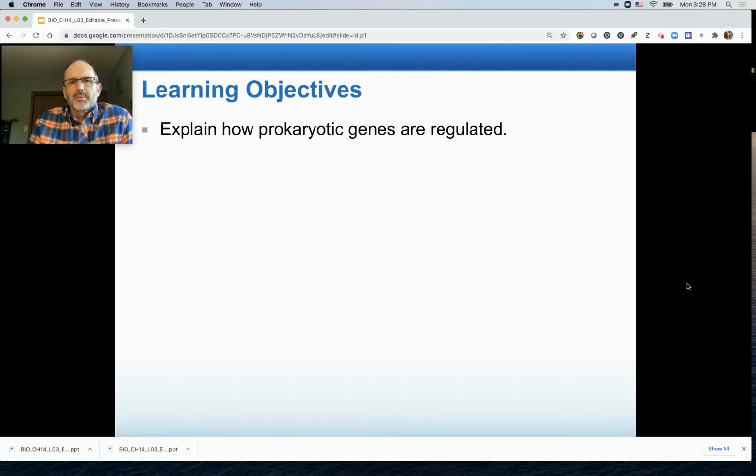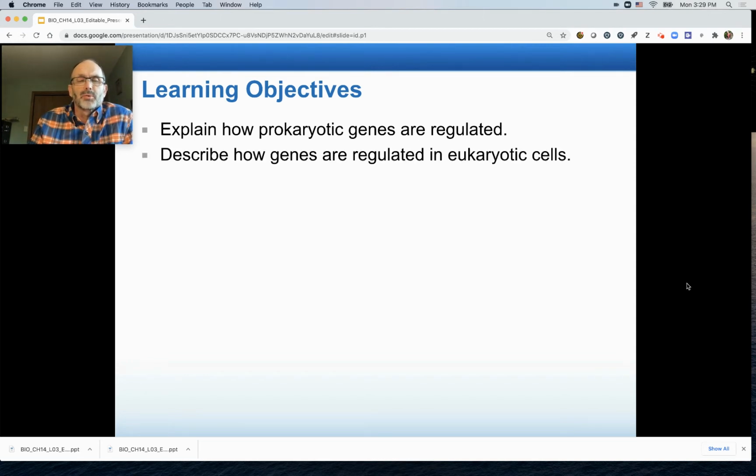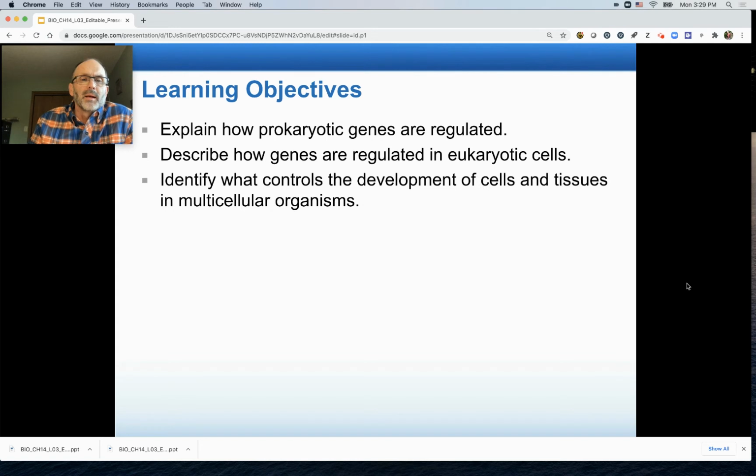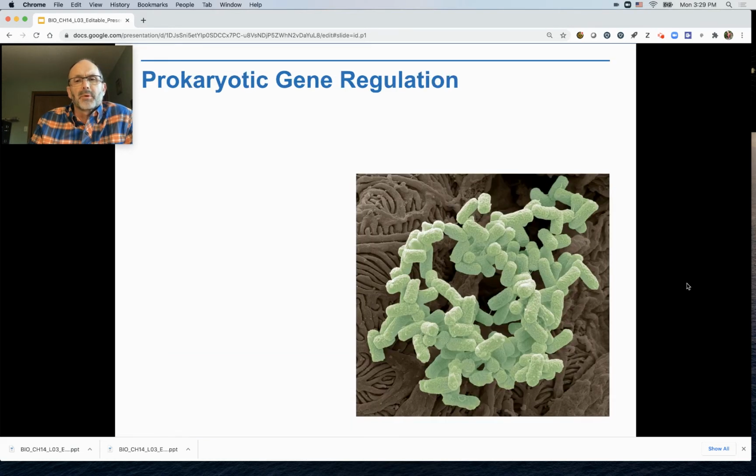And prokaryotic genes, prokaryotes, of course, are organisms that do not have a nucleus, single cell organisms. So we learn a lot by looking at single cell organisms on how they work, and then we compare that to how eukaryotic, or the true cells, work, describing how genes are regulated in eukaryotic cells, so cells with nuclei, and us. And then look at what controls the development of cells and tissues in multicellular organisms, and so what's in control of the differentiation of cells that ultimately end up with that being us.